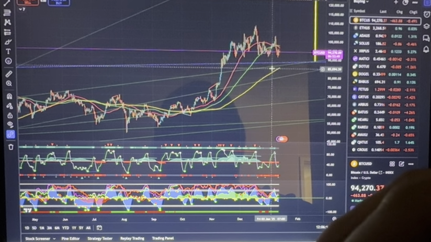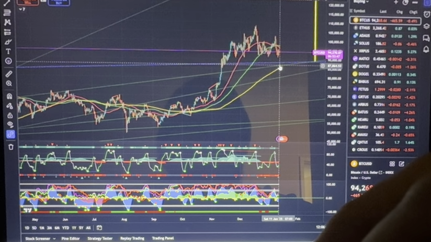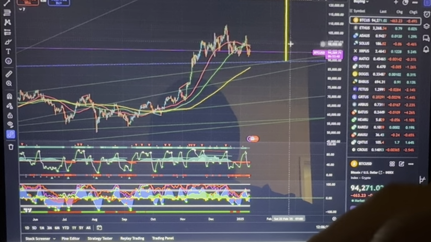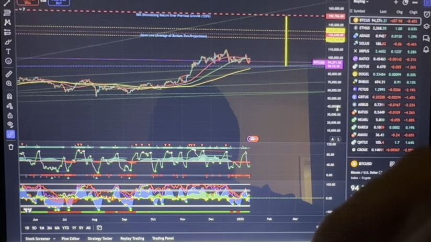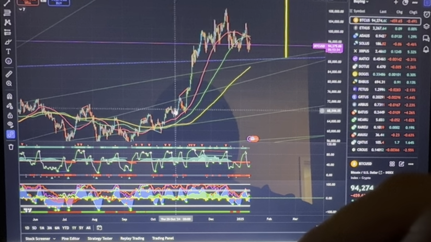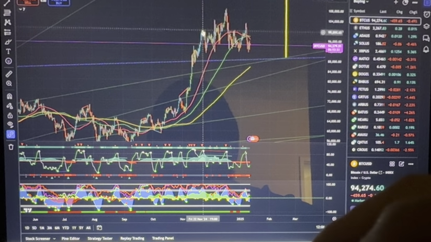We know this is a spider line. So 87 is a hard kind of point for it to go. I've got this gold line here. This has to do with probably the length of this move here.